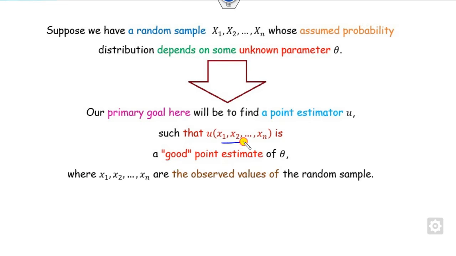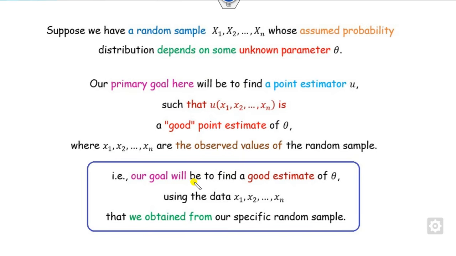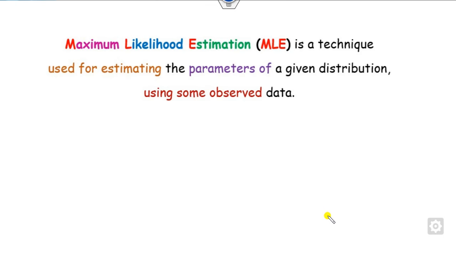Where xi's are my observed samples. In other words, our goal is to find the good estimator of this unknown parameter theta using the sample information. So this sample information is there, which has a random nature. How can you do that? This is done with the help of the maximum likelihood estimator, that is MLE.